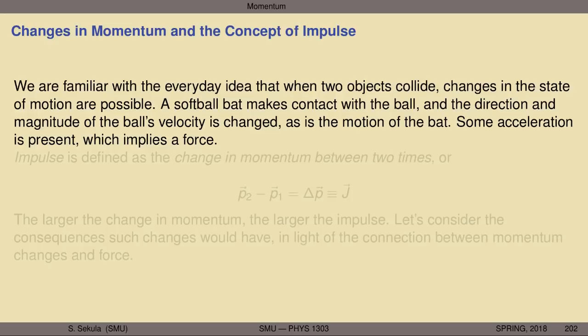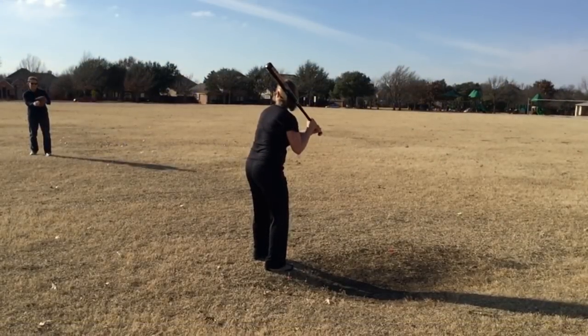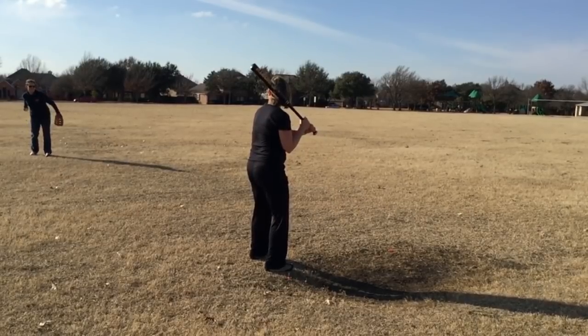Imagine bouncing a basketball on a basketball court. You throw the ball at the floor. That's what you're doing when you're dribbling. The ball hits the floor and it rebounds back up toward your hand. You catch it with your hand again and you push it back down to the floor. You are changing the momentum of that ball constantly. Your hand changes the momentum vector to point down. The floor changes the momentum vector when it collides with the ball to point up, and you repeat, and that's dribbling. A softball bat makes contact with a softball, and the direction and the magnitude of the ball's velocity is changed.